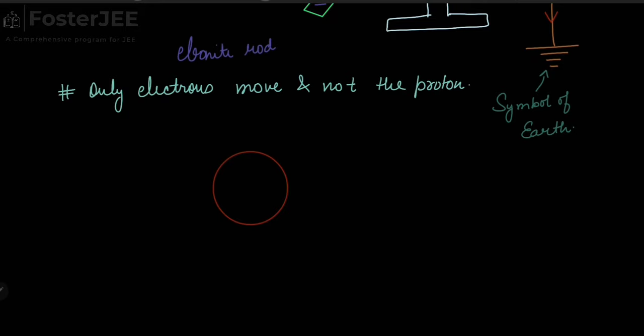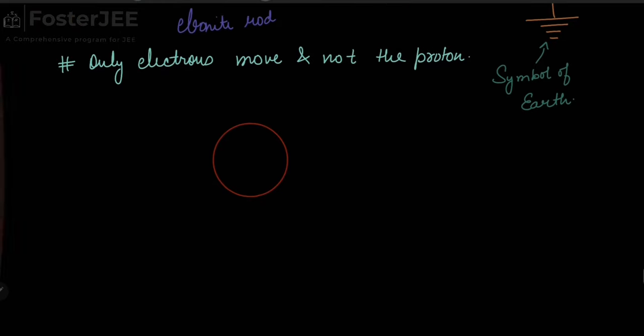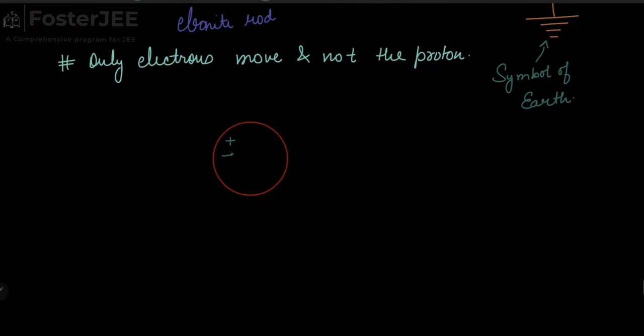And suppose now we remove this wire. What will happen? The positive charge of this side will remain as it is, but some of this negative charge will go into the earth. Hence, here also deficiency of electrons will be there. So, what are we left with? We are left with a positively charged metal sphere.